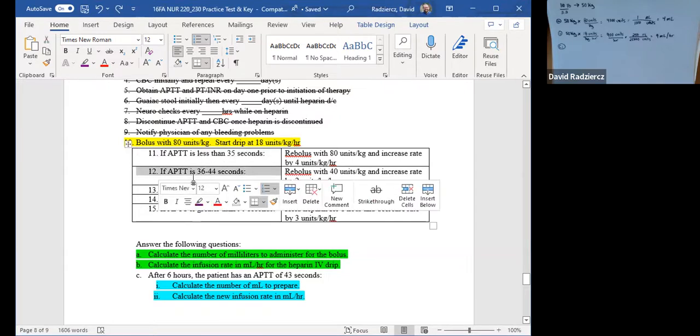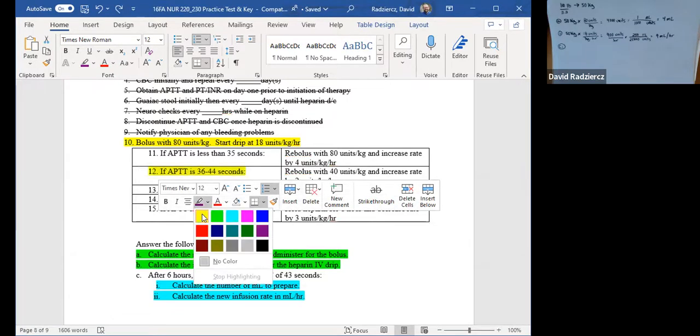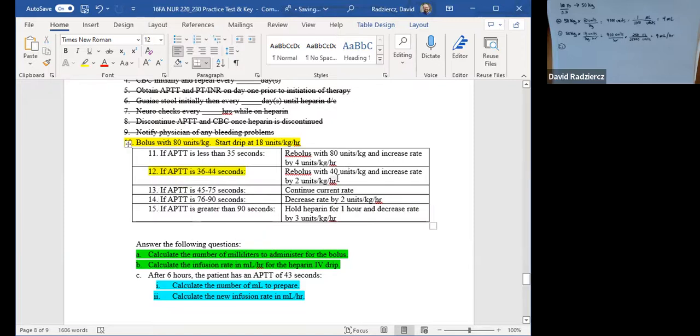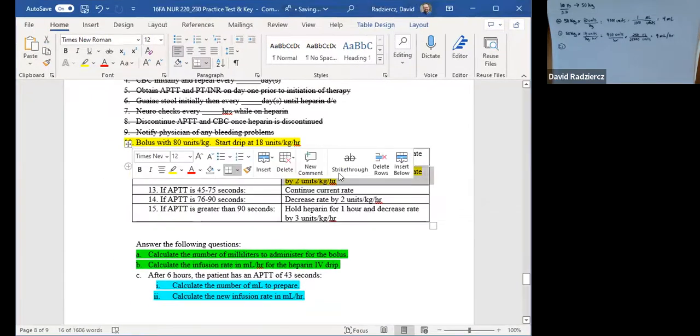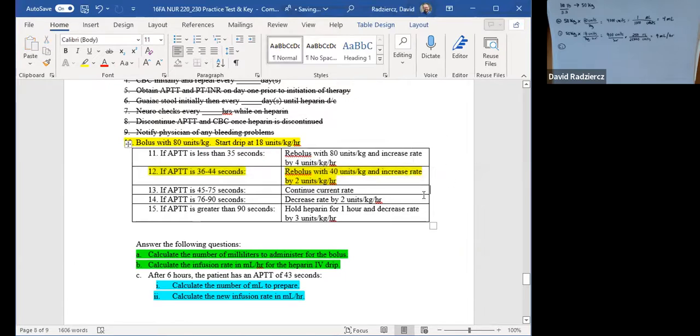So if I go to part 12 in the protocol, that tells me I have a range of 36 to 44 seconds, which is the APTT that I'm paying attention to. And then it tells me what to do with that APTT. It tells me to rebolus the patient with 40 units per kilogram and to increase the rate by 2 units per kilogram per hour. So my original bolus was 80. Now we're dropping it down to 40. So we're going exactly half.